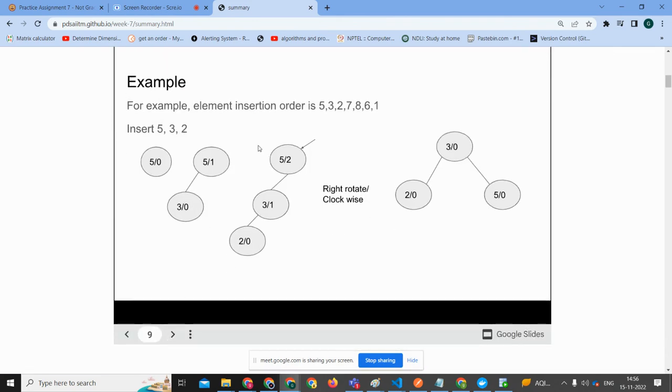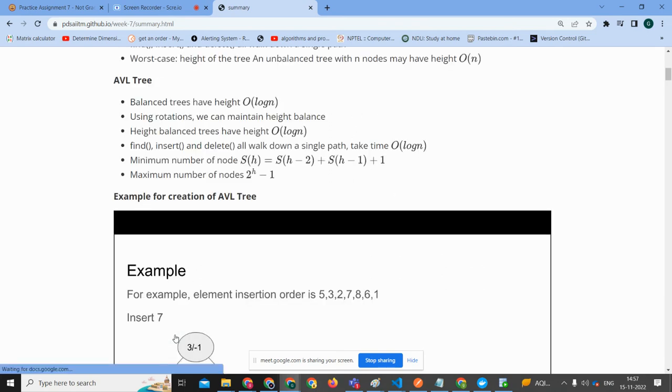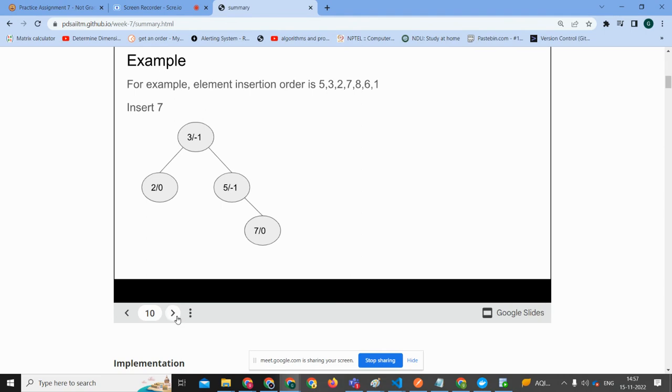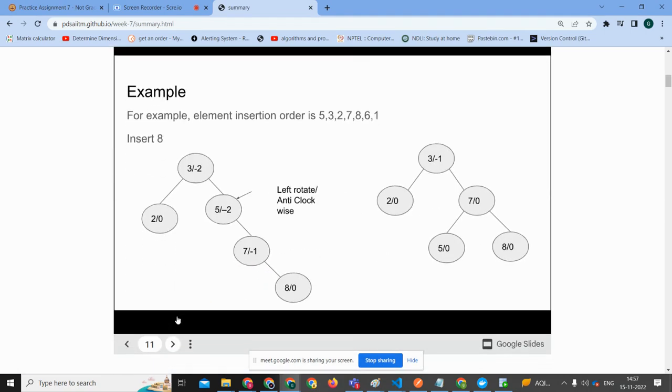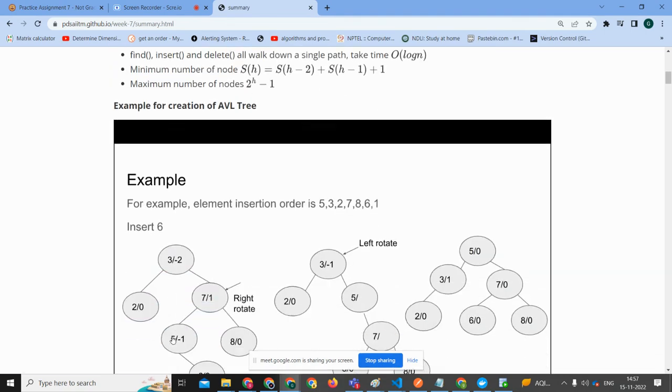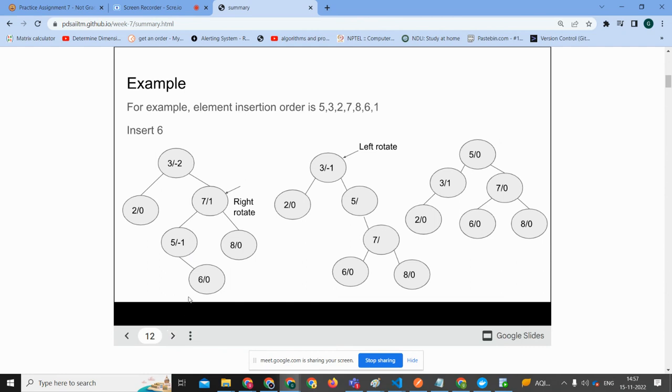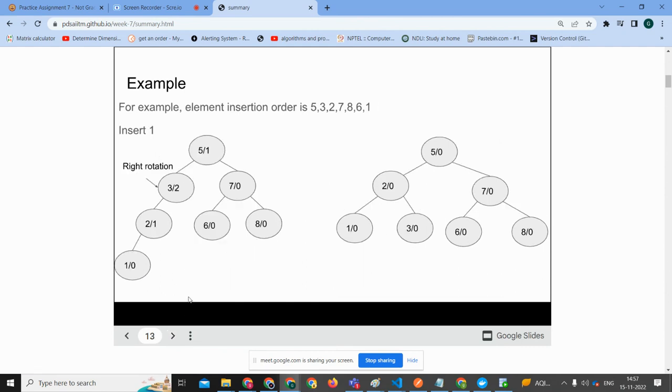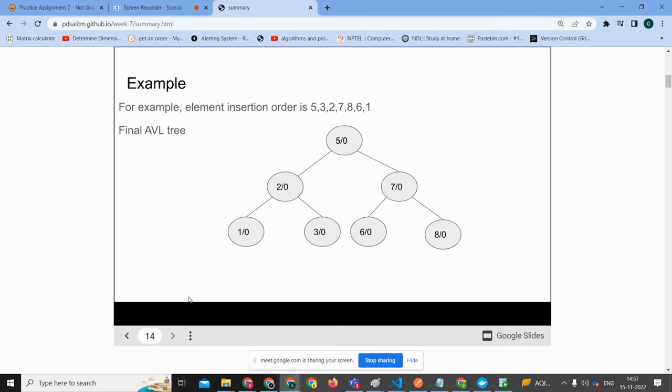For example, the element insertion order is 5327861. How do you draw the tree? I think they're going to insert everything and draw it. Let's confirm that. So this is the final AVL tree, but we'll try to draw it ourselves.